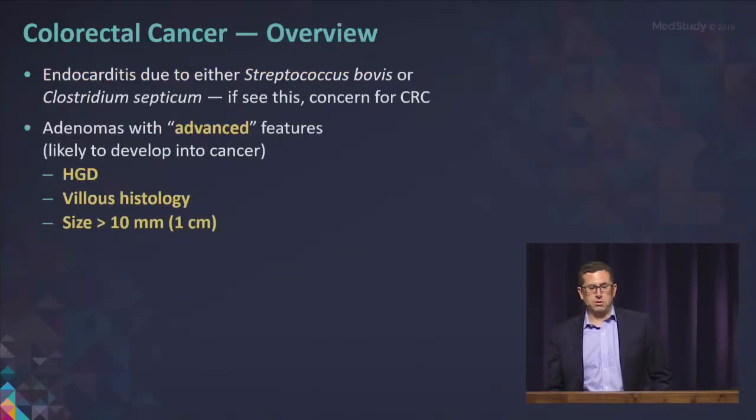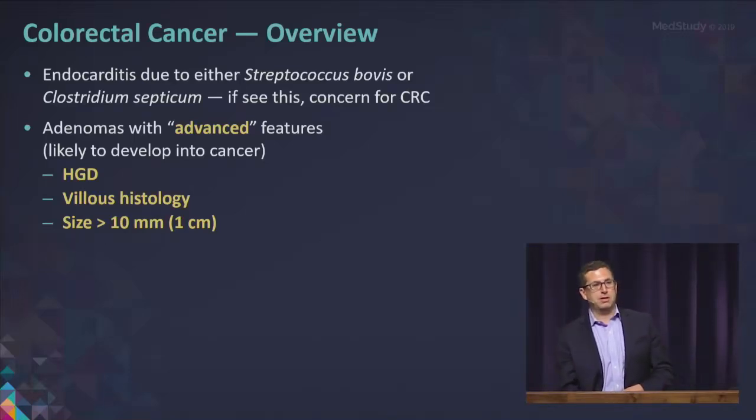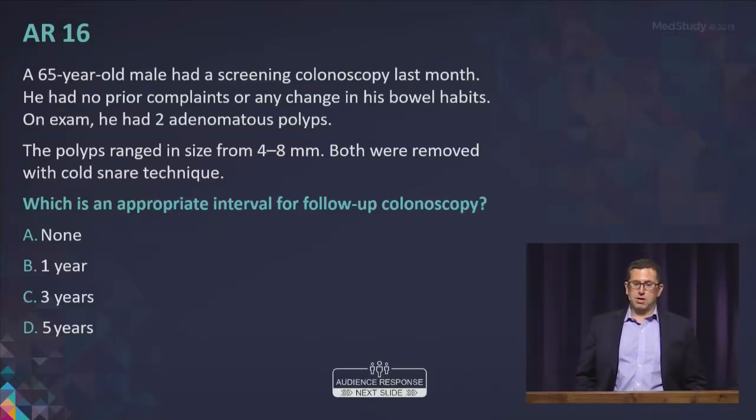Other associations with colon cancer, this is classically on tests: endocarditis due to various strep or Clostridium species would be a concern for colorectal cancer. And then there's something called advanced adenomas, which you need to know about. These are more likely to develop into colorectal cancer, and this would include a polyp with high-grade dysplasia, polyps with villous histology, or large polyps over 1 centimeter in size. Hopefully this question is a little easier.